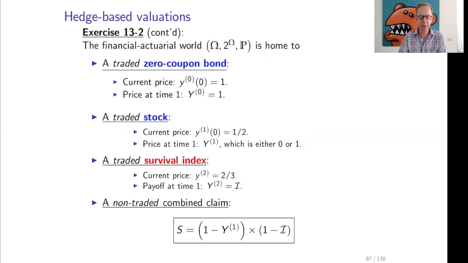The survival index is traded. The current price of it is 2 over 3, and the payoff at time 1 is just I. So at time 1, the claim pays you the outcome of the survival index. And there is also the non-traded combined claim as before. S is 1 minus Y1 multiplied by 1 minus I.